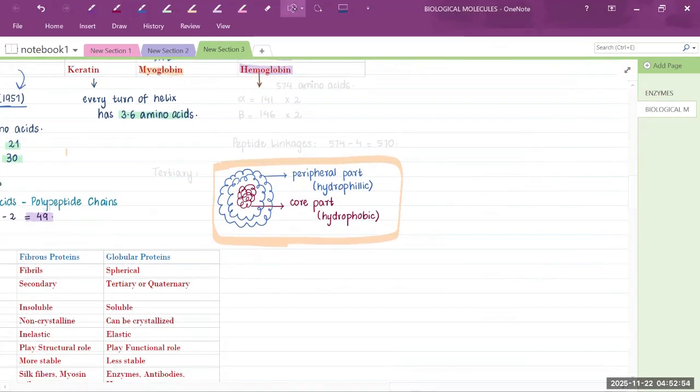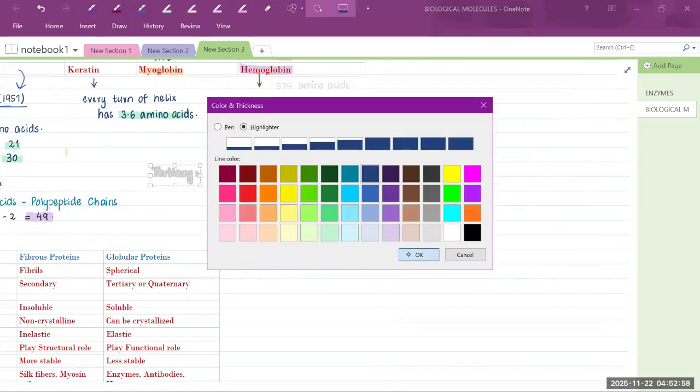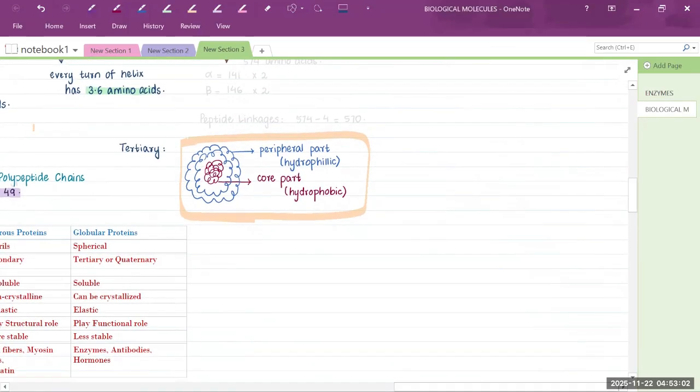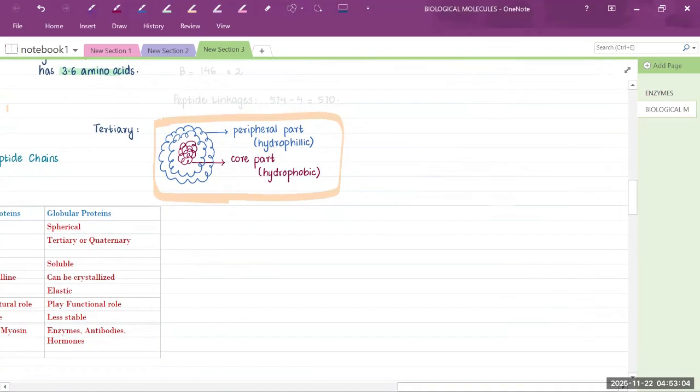Moving on to the tertiary one, I mentioned when the polypeptides are folded and bent, a globular shape is formed. The globular shape is formed because usually the inner part has amino acids that have the hydrophobic R group. Hydrophobic means water hating. It is insoluble in water.